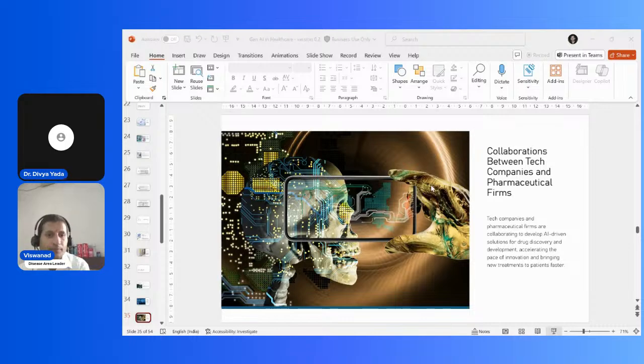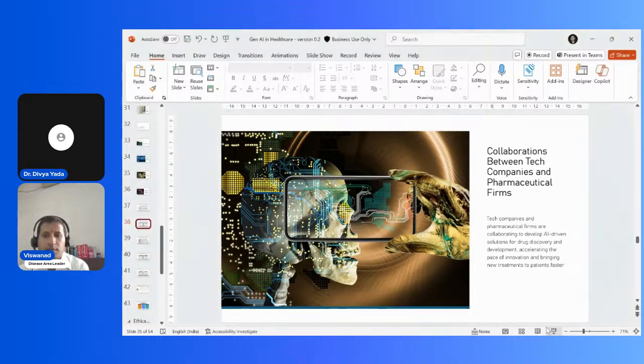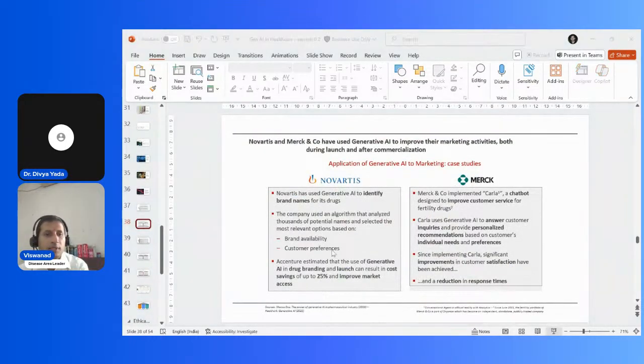So again, just to ensure that you're seeing the latest slide because there's a lag. Novartis uses Gen AI to identify the brand names of its drugs. Merck has built Carla, a chatbot designed for specific customer service. Right. Again, these are the applications which invariably reduce the time that gets wasted. That's very important, and it also makes the right choices in terms of brand availability and customer preferences.